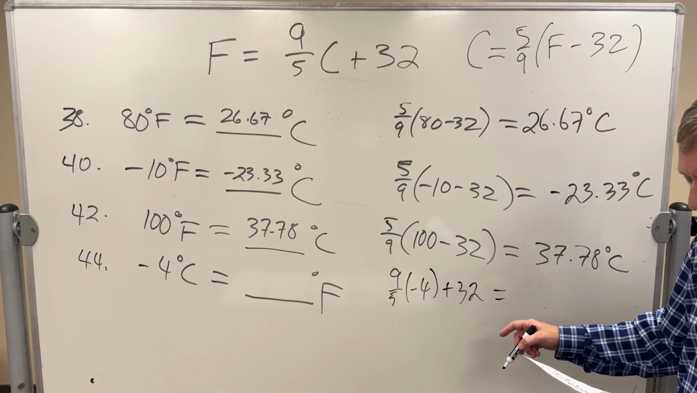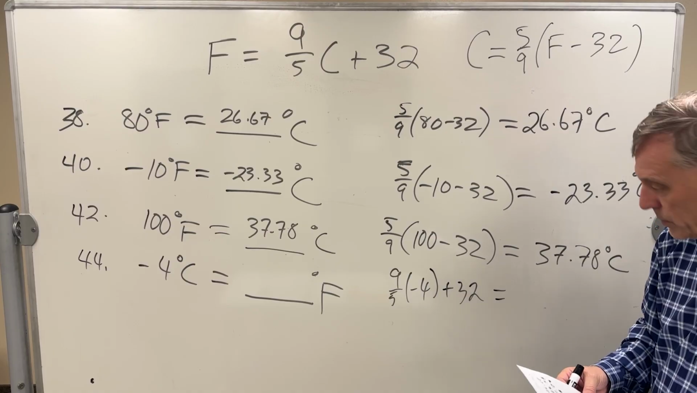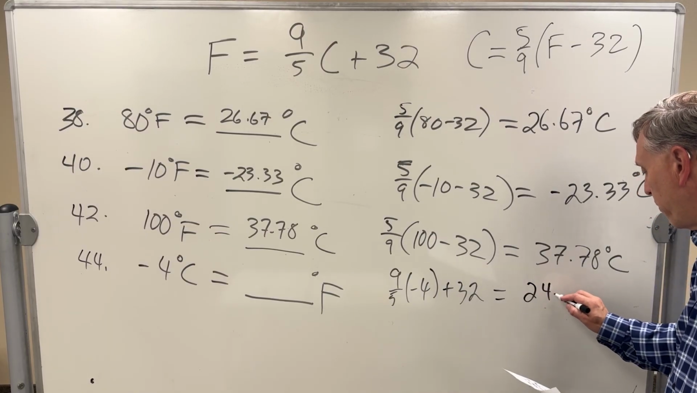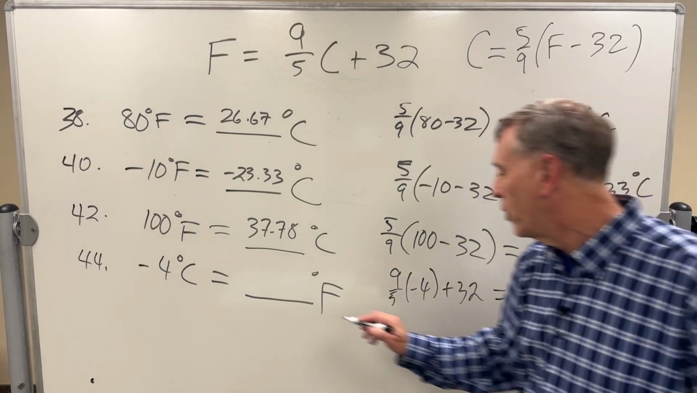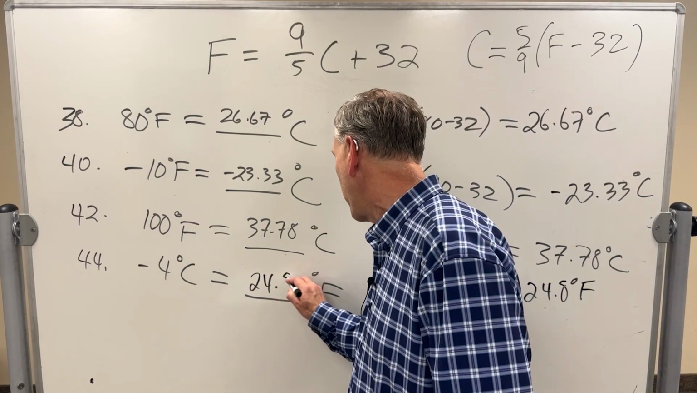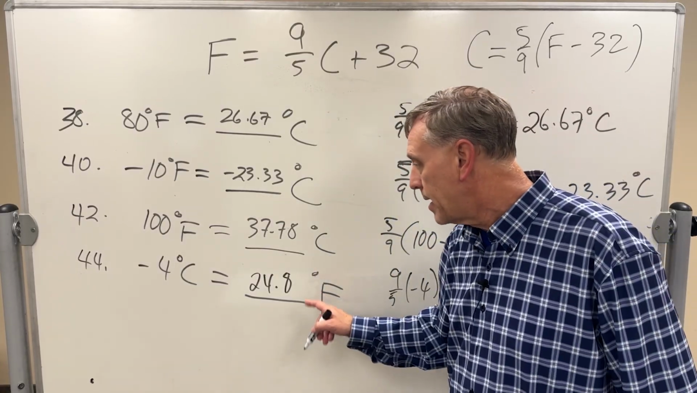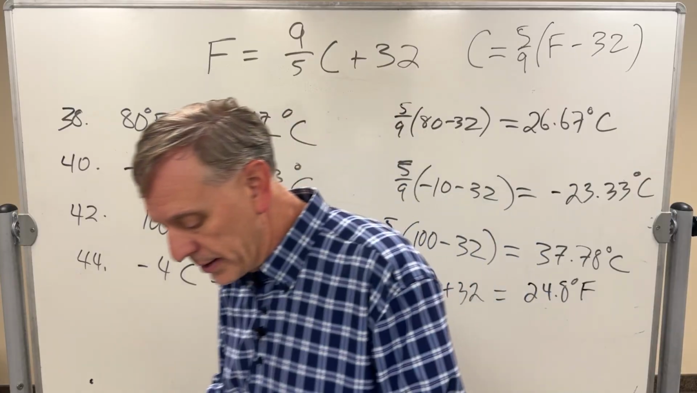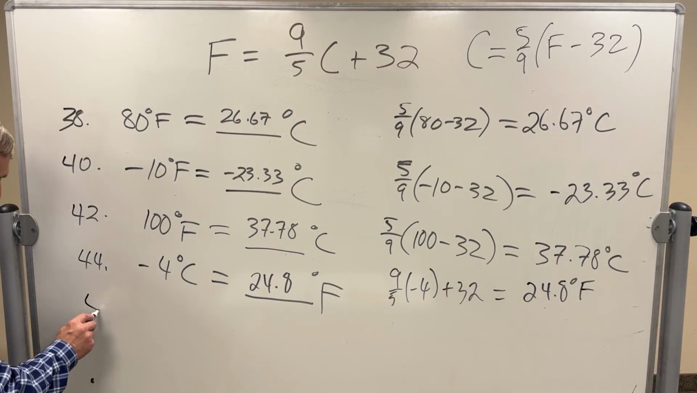And we wind up with a temperature of 24.8 degrees Fahrenheit. Quite a chilly day in Dallas-Fort Worth. That's a day that you'll want to stay inside by the fire if you're a true Texan. That is too cold to be outside.